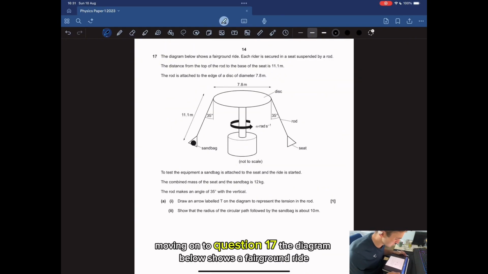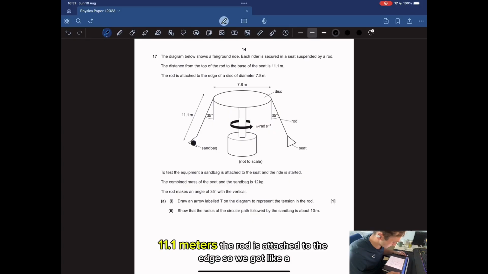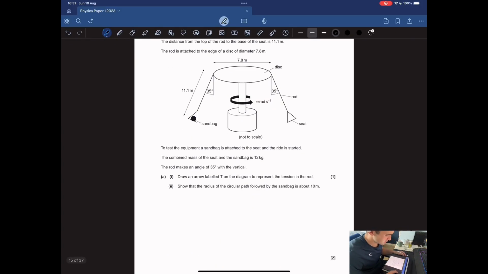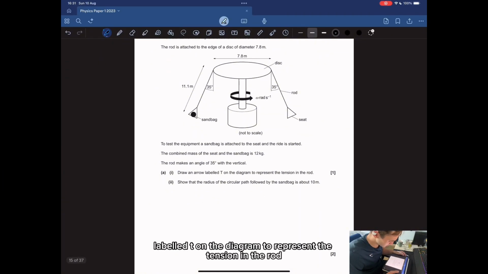The diagram below shows a fairground ride. Each rider is secured to a seat suspended by a rod. So we've got like a circular motion question. So what's question 1? Draw an arrow labelled T on the diagram to represent the tension in the rod.